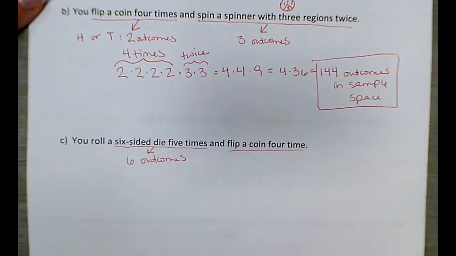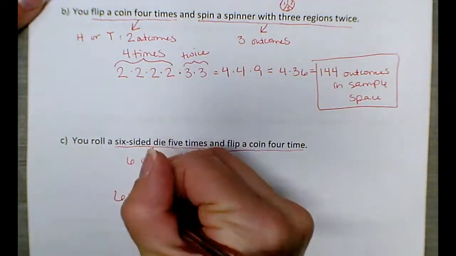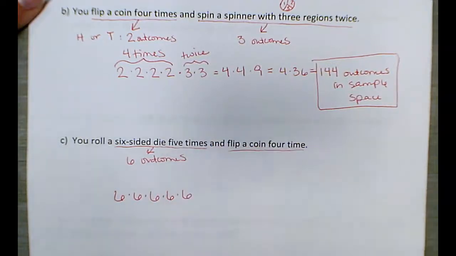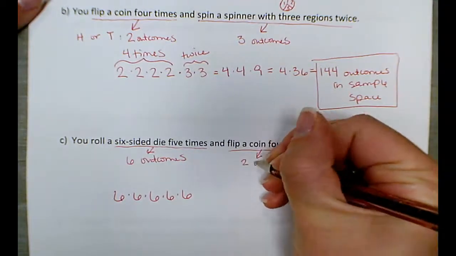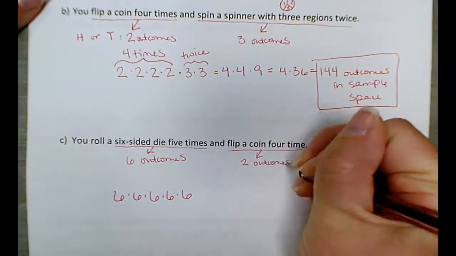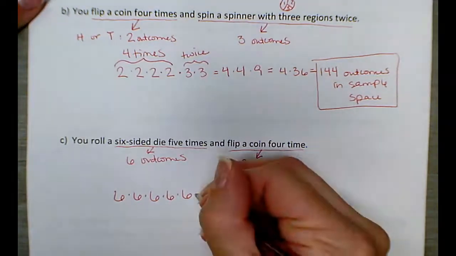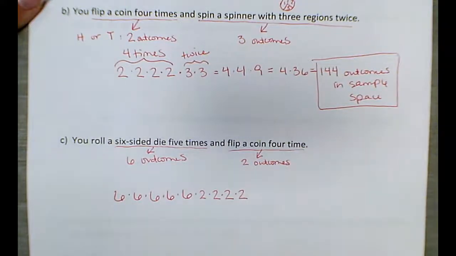So that means that every time we roll the die, there are 6 outcomes, and then 6 outcomes, and then 6 outcomes. 5 times, right? If you flip a coin, how many possible outcomes are there? Well, there's heads or tails, so there's 2 outcomes. But you do it 4 times, so every time you do it, there are 2 possible outcomes. So we need to multiply by 2 4 times.